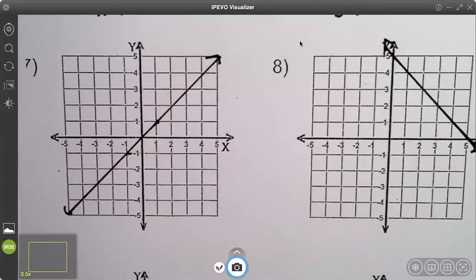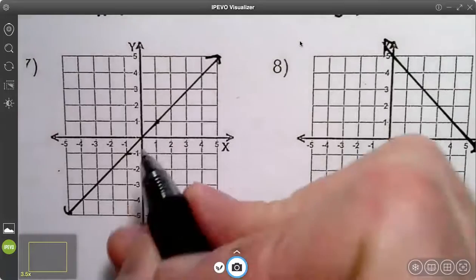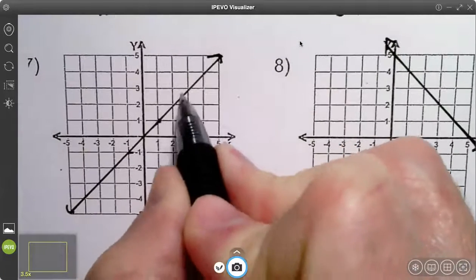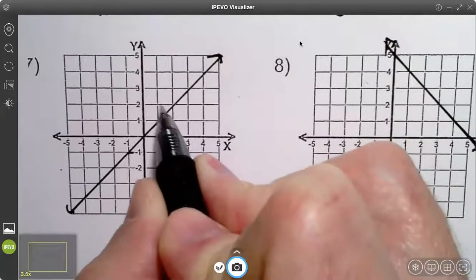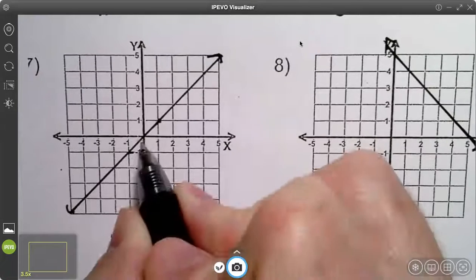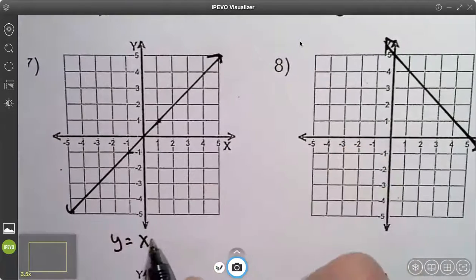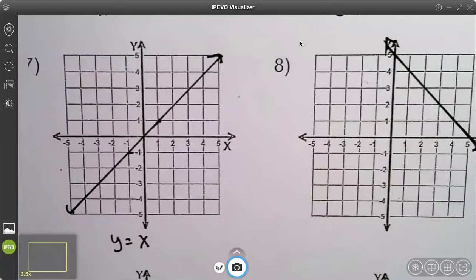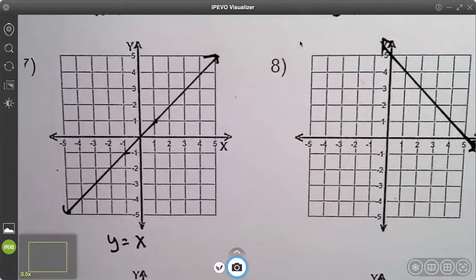Try number 7. Number 7 has a slope of 1. It goes right through every single grid. Rise 1, run 1, rise 1, run 1. I don't have to write a 1, it's understood. And my y-intercept is 0. I don't have to write a +0, that's understood. So that line is y equals x.